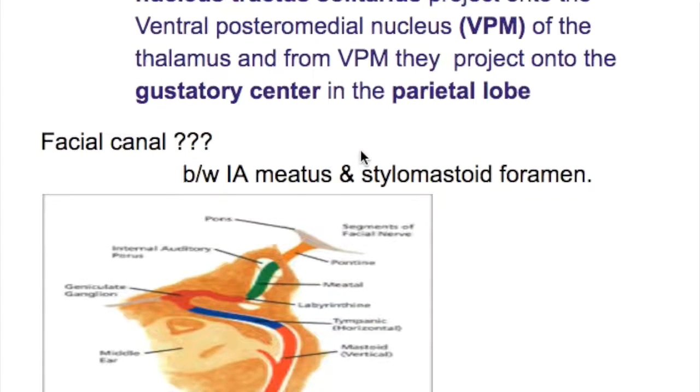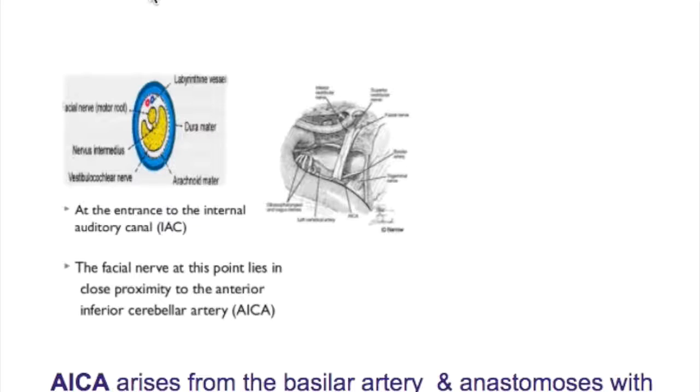Where is the facial canal? The facial canal is in between the internal auditory meatus and the stylomastoid foramen, and this facial canal has a tortuous course, so the facial nerve has a tortuous course as well. So what are the nerves in the internal acoustic canal? The nerves in the internal acoustic canal are the facial nerve motor division, the acoustic nerve or the eighth cranial nerve, and the nervus intermedius. The nervus intermedius is between the facial nerve and the acoustic nerve.